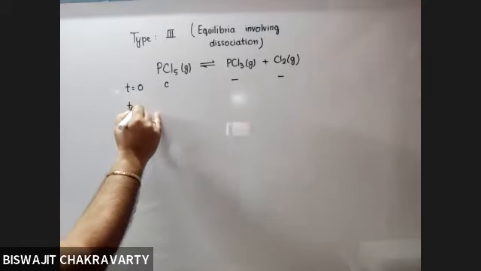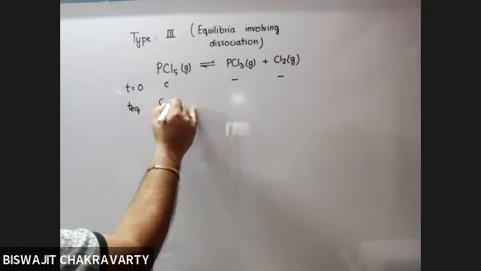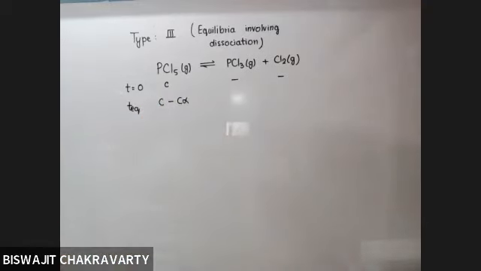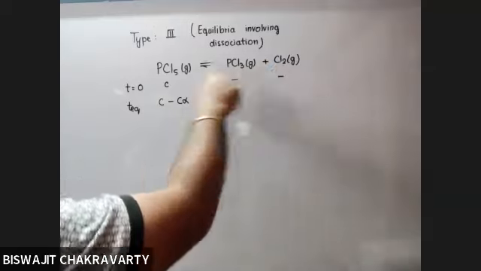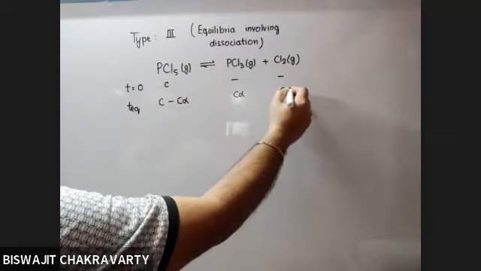When the reaction undergoes equilibrium, let us say out of C, some fraction of C is getting dissociated. Now, what is the meaning of this alpha? Alpha is a fraction. It is a fraction of the total concentration that is going to get dissociated. So out of C, if C alpha dissociates, then as the ratio is 1:1:1, this will also be C alpha, this will also be C alpha.